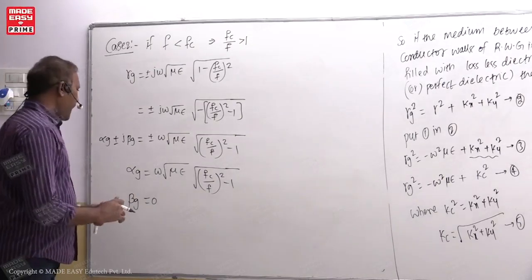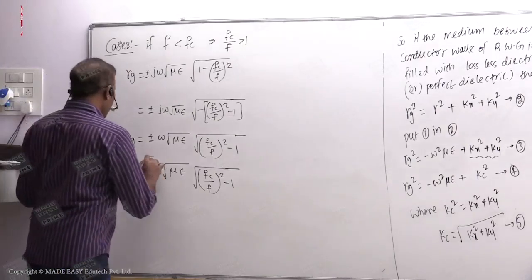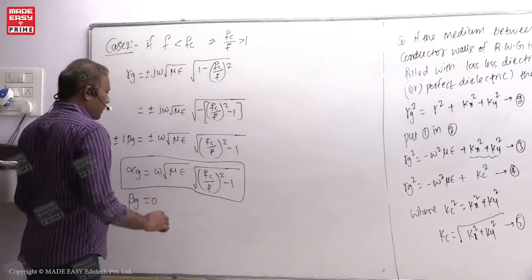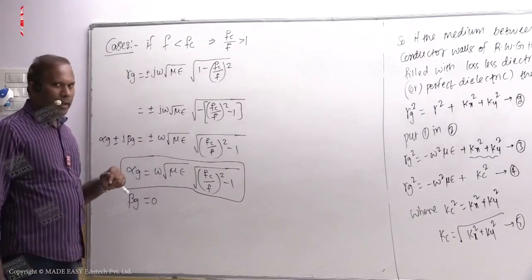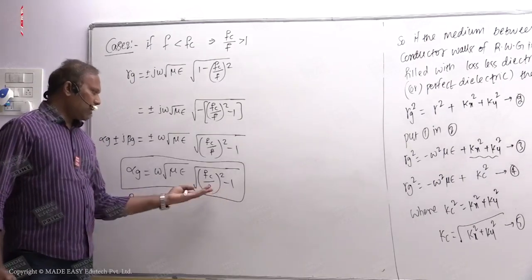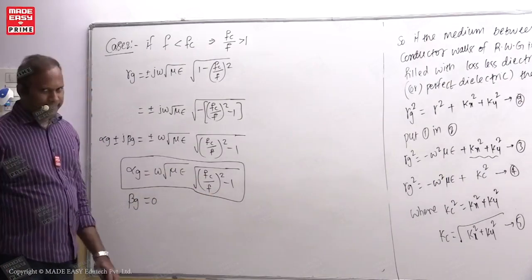So dear students, this alpha g also should be remembered, student. How you remember this, I will tell you after some time. Beta g you are going to remember. For beta g, this term is reversed, then this becomes alpha g.